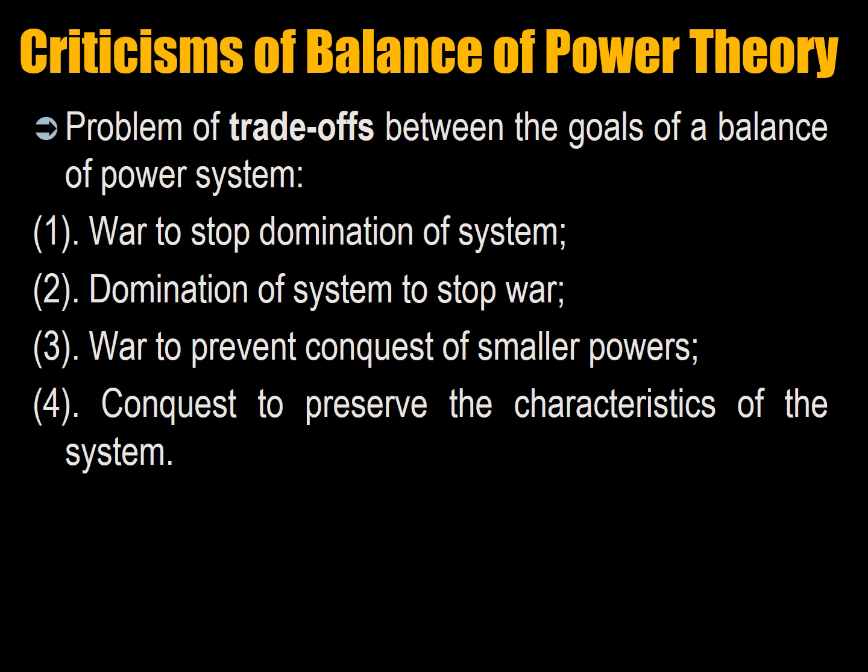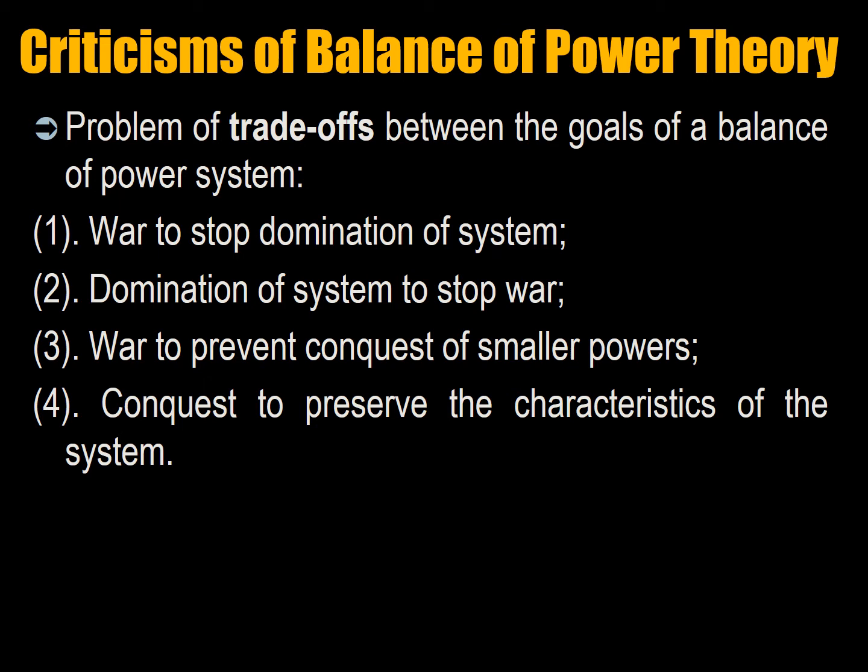So what are some of the criticisms of balance of power theory? Well, first of all, there's a problem of trade-offs between the goals of a balance of power system. So you could have a war to stop the domination of the system. I mean, this is the whole logic of World War II. There was a tremendous war fought to stop the Nazis from expanding. So clearly the balance of power system failed in the lead up to the Second World War.